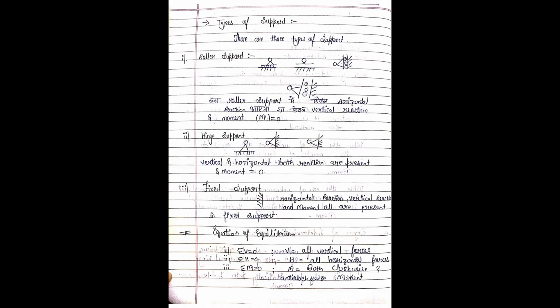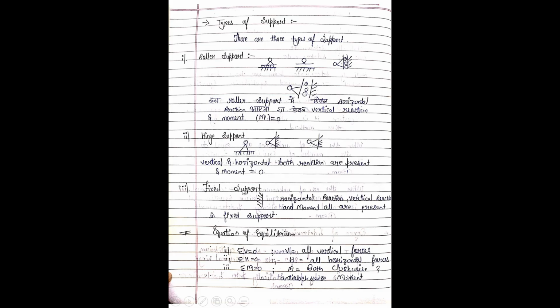There are three types of supports. The first one is the roller support, and we designate the roller support by this symbol. The property of the roller support is that it carries only one reaction, which is perpendicular to its base. If the base is horizontal, the reaction would be vertical. If the base is vertical, then the reaction would be horizontal. The second one is the hinge support. This is the designation of the hinge support. At a hinge support, there are two types of reaction: one perpendicular to the base and the other parallel to the base. That means the first one is horizontal and the second one is vertical.